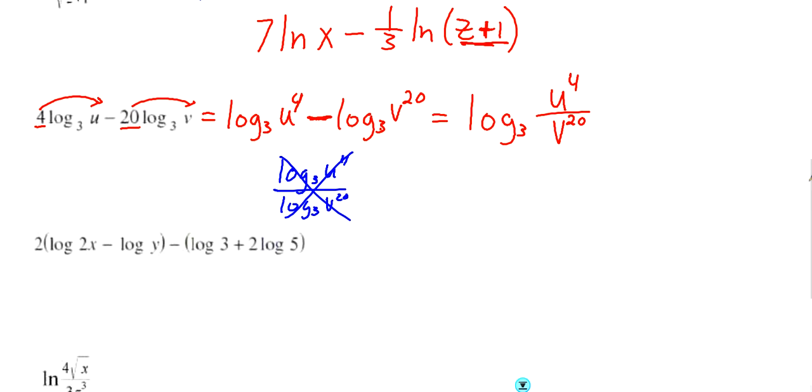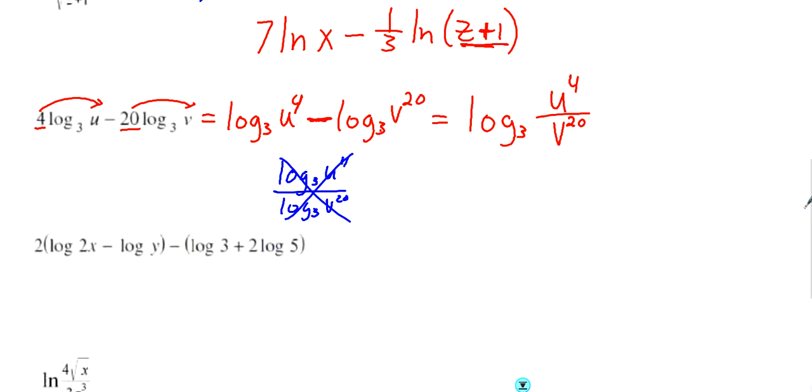Alright. The next one. Again, we're dealing with condensing. Okay? So, order of operations says that we've got to do what's inside the parentheses first, right? So, before we can deal with this 2 or this minus, we've got to do what's inside these parentheses, what's inside these parentheses. Okay? So, deal with what's in the parentheses first.